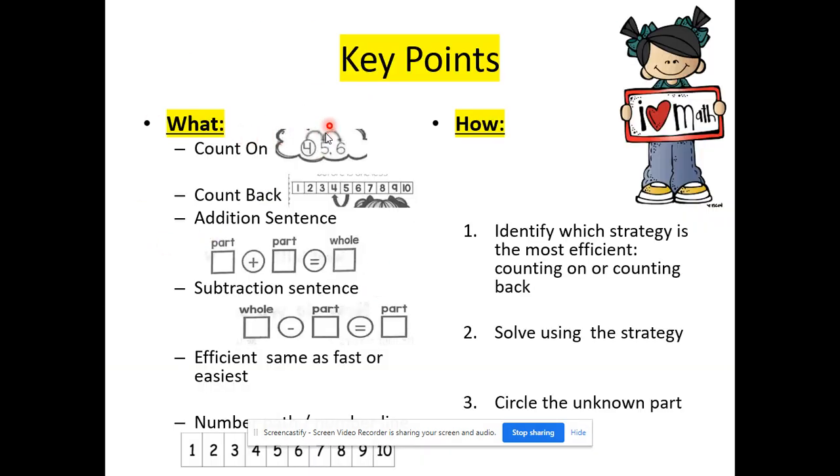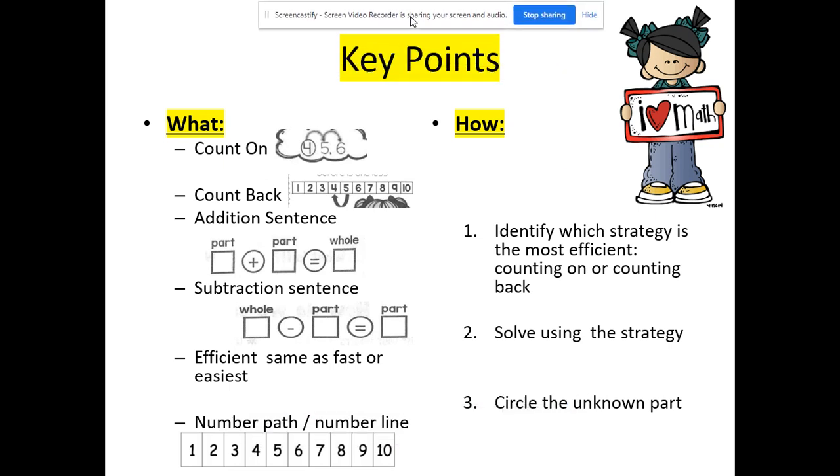How are we going to do this? Well, these are our key points. What do we need to know in order to be successful? What we need to know is how to count on. And we've been reviewing the strategies since we started this module, which you're at a number 4, 5, 6, which means you're counting forward, used for addition. Then we also need to know to count back. How do we count back? Well, we go backwards instead of forward.